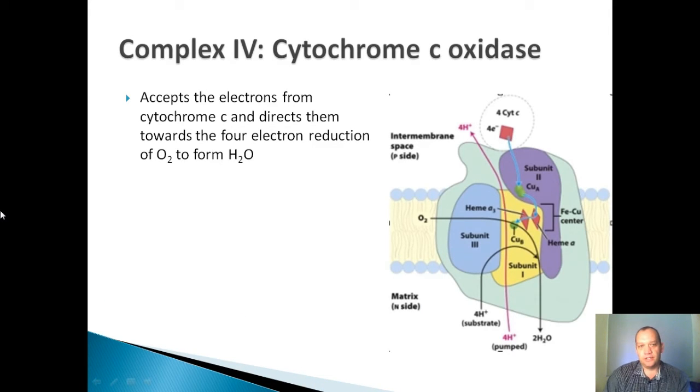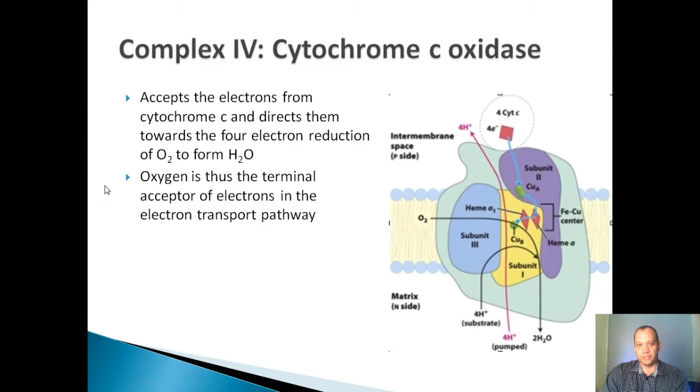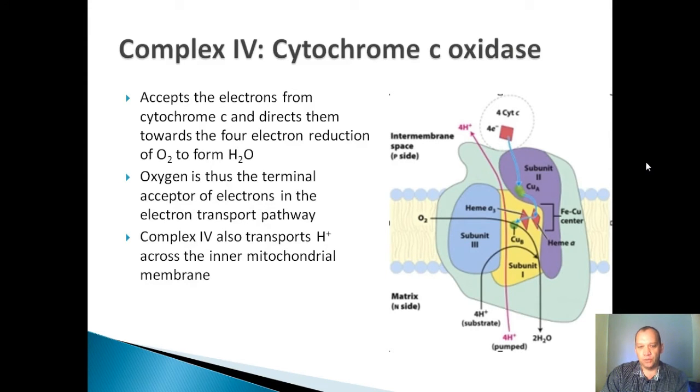Then the final part of the electron transport chain is complex 4, also called the cytochrome C oxidase. It accepts electrons from cytochrome C, as we've said, and directs them towards the 4 electron reduction of molecular oxygen to form water. So it'll actually take 4 electrons passed through this complex to interact with molecular oxygen in order to form water. So oxygen then is the terminal electron acceptor, or the final electron acceptor, in the electron transport pathway. Complex 4 also transports protons across the inner mitochondrial membrane and releases them into the intermembrane space.